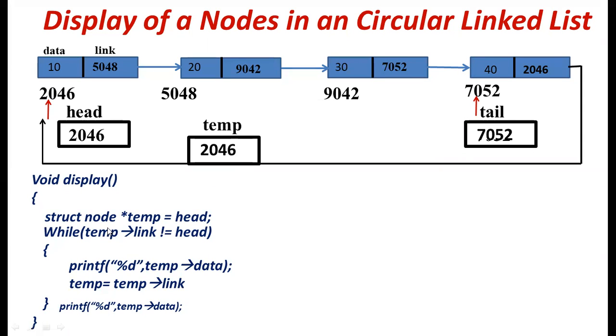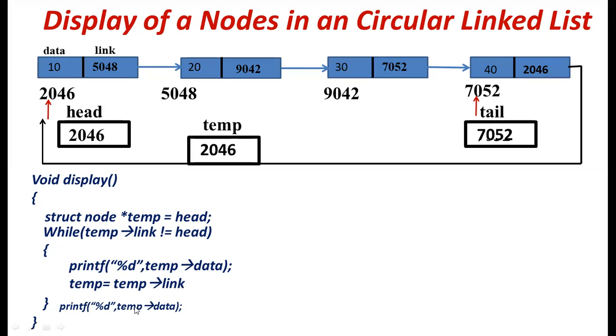Then once after coming out of the while loop, I am printing %d temp to data. So I am printing the value of 40. So this is the logic we are going to use for displaying all the nodes, that is node data, in the circular linked list.